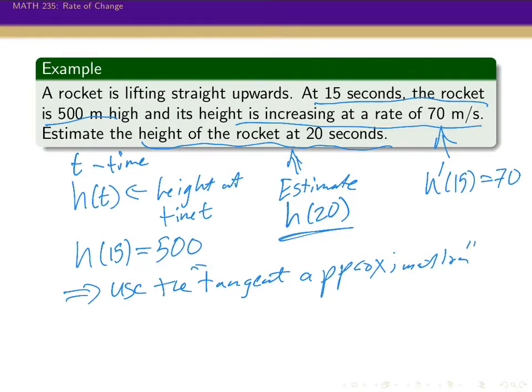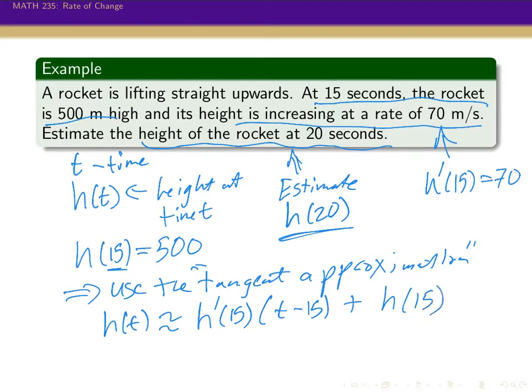And so just recall our tangent approximation is that the value of h of t, if we're using our time 15 as our reference, well, the slope of the line is going to be the derivative at 15. And then using our point slope form of the line, it's going to be t minus 15 plus the value of the height when t is equal to 15. Right? And so this is just the point slope form of a line for a line that has slope h prime of 15 and goes through the point 15 comma h of 15. Okay, and then we just get to plug in values here.